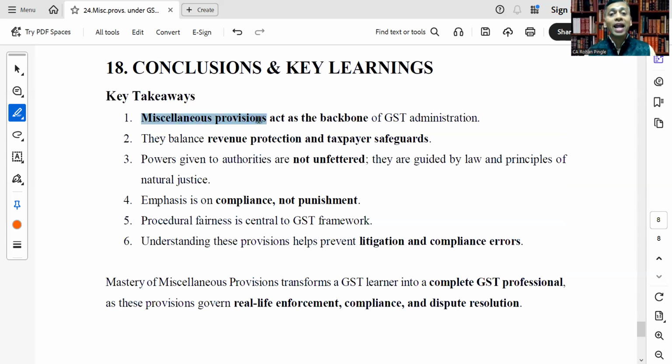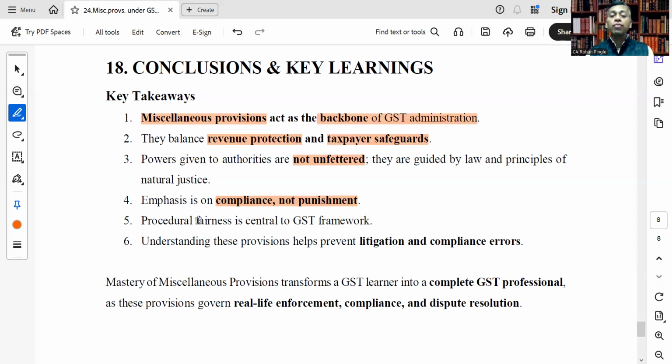Miscellaneous provisions act as the backbone of GST administration. Very true. They balance what? Revenue protection and taxpayer safeguards. Powers given to authorities are not unfettered. They are guided by law and principles of natural justice. Emphasis on what? Compliance and not punishment.